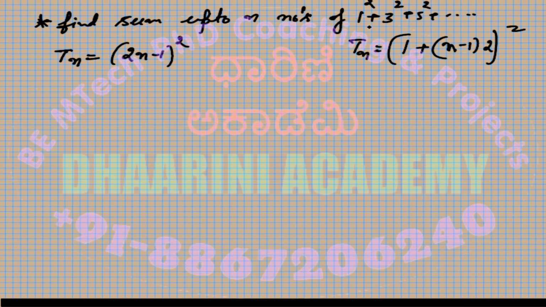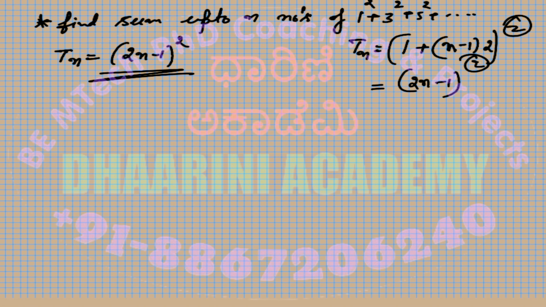But you see that the terms 1, 3, 5 are in AC. So if you simplify this, 2n minus 2 plus 1. So this simplification is 2n minus 1, and a square is there outside. So that square I write here. So actually you are getting this back, right? Either you know how to write an odd number, or you derive it.